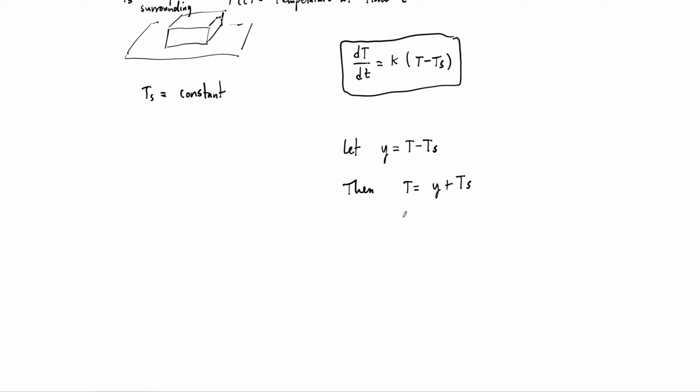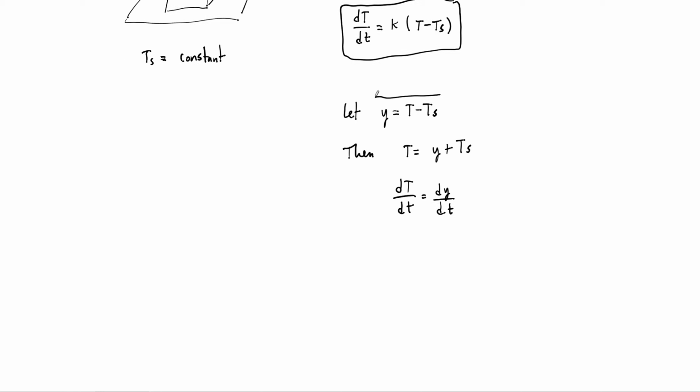And look what happens if we take our derivative. The derivative of T with respect to t is the same as the derivative of y with respect to t, because this is a constant, so the derivative of this is 0. And so this entire law of cooling can be thought of as an exponential growth or exponential decay problem, where the derivative, dy/dt, is equal to k times y. Then we just have to make this substitution at the end.